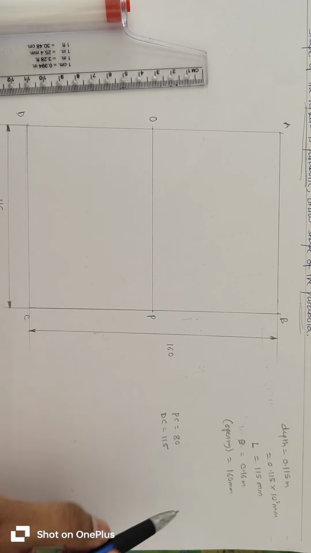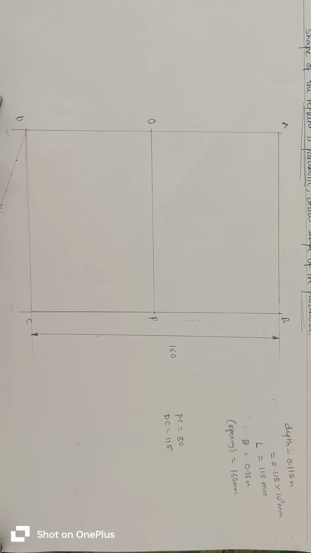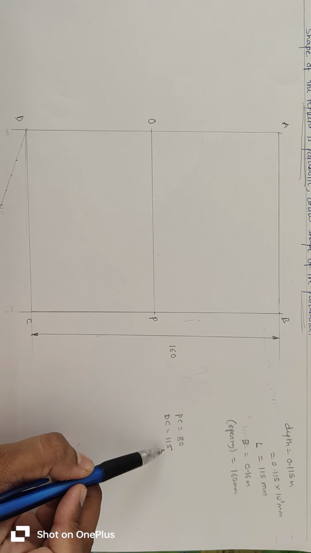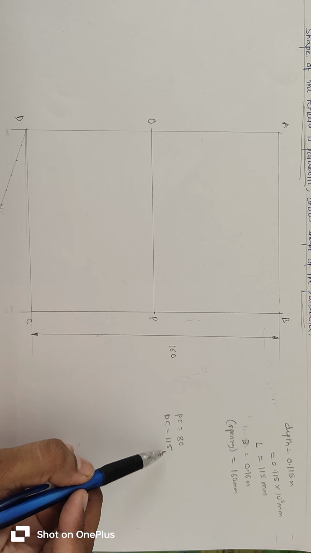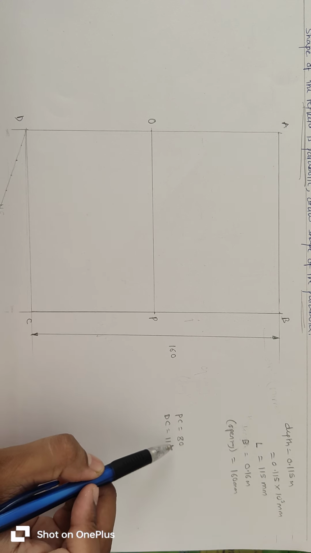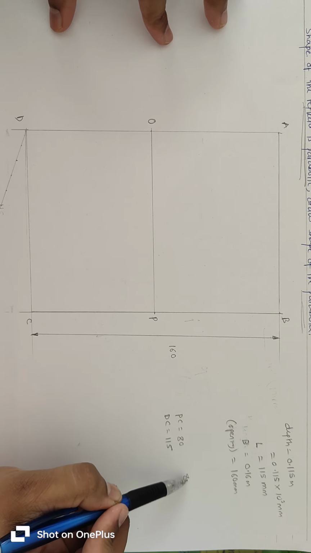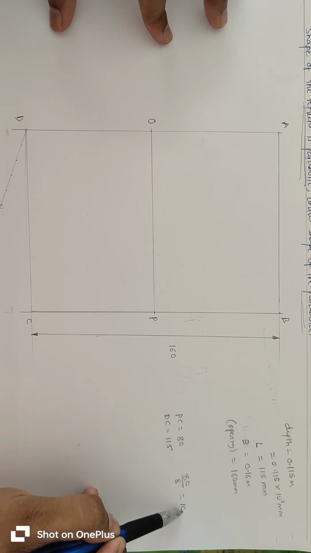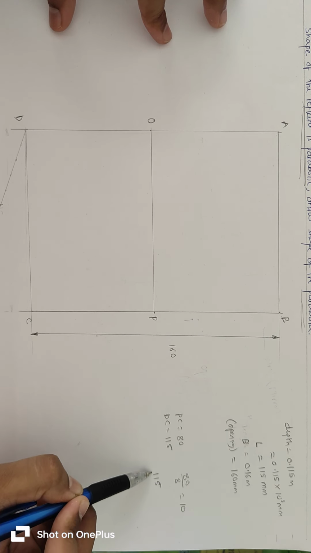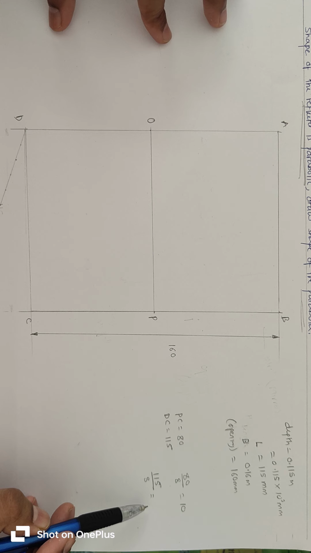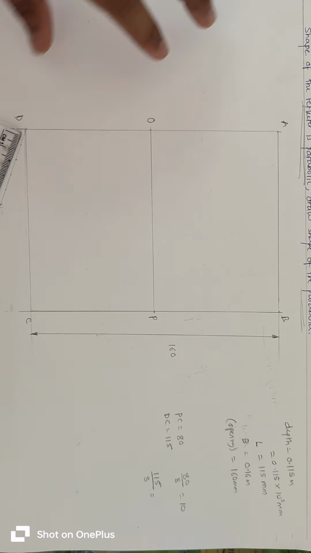So 115 mm is not easily divisible, that is, the division will not be a whole number after dividing it by 8 or 5 or 6, any number. So we will divide it into 8 parts. Divide both these lines into 8 parts. After dividing PC into 8 parts, we will get one part of 10 mm, and after dividing 115 into 8 parts, we will get some points. So we don't have to calculate it with a calculator. We will draw it graphically.